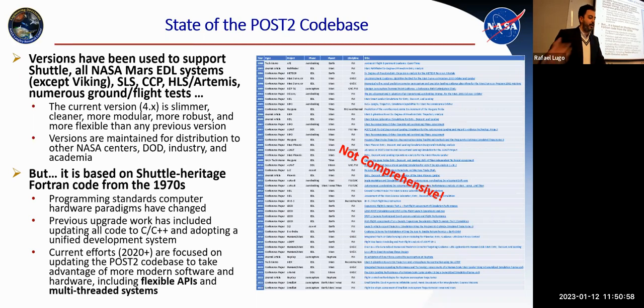It's based on shuttle heritage Fortran code from the 1970s. Obviously, we talked about programming standards, compute hardware, paradigms have changed drastically, immensely since then. I think in the early to mid 2000s, the whole code was overhauled to be completely C and C++ based from its original Fortran. And what I'm going to talk about here in more detail are more recent efforts to modernize the code to take advantage of more modern compute systems like HPC, which I'll talk about, APIs, multi-threaded systems.